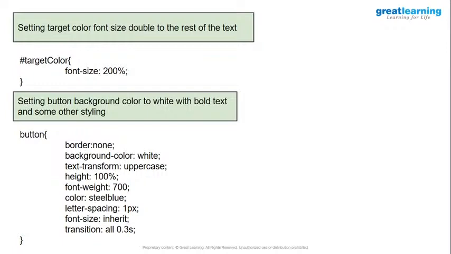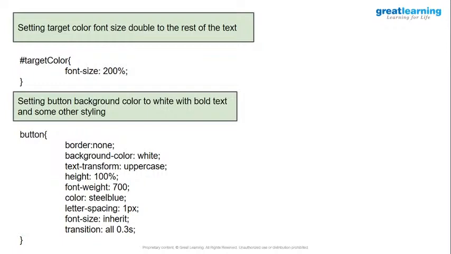Now the font size will inherit this from the parent class, right? The parent div, that is the stripe. The button is present in the stripe ID, right? So whatever we apply to that stripe will be applied to the button as well.